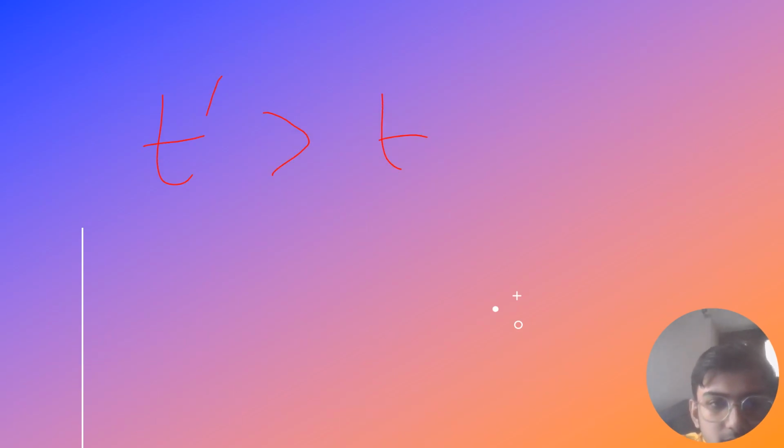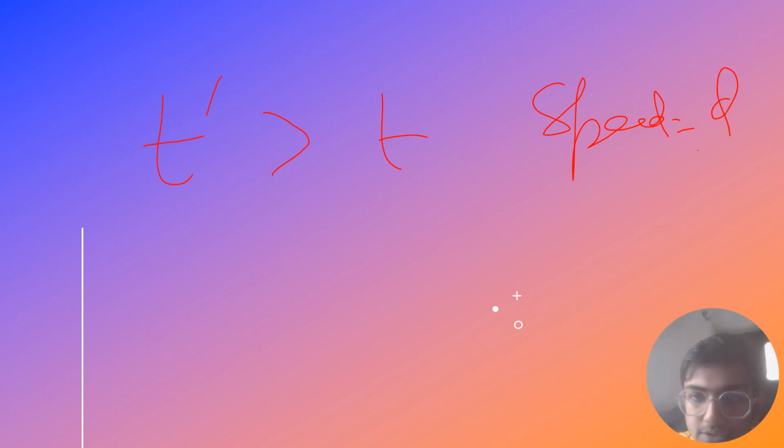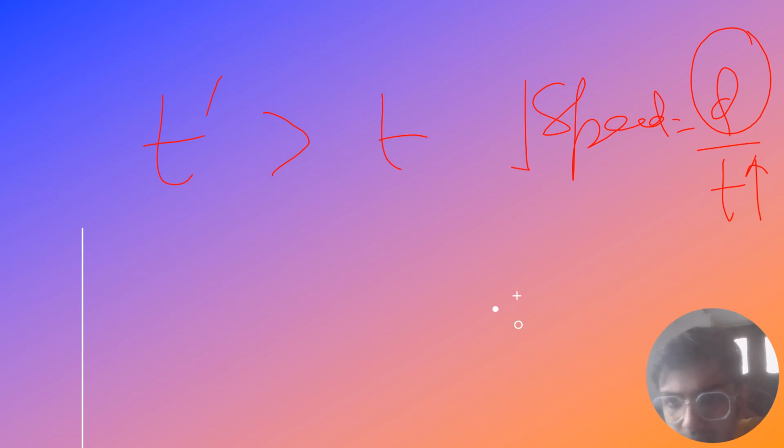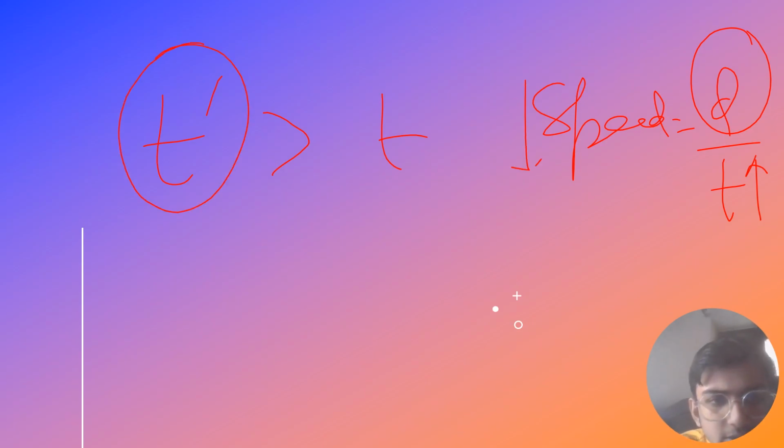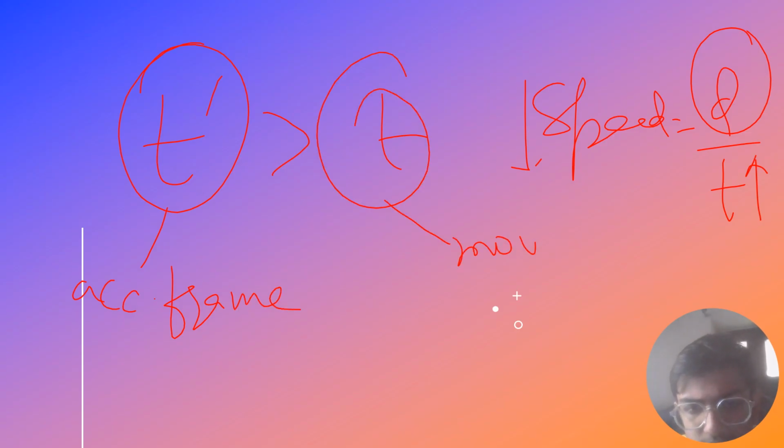T dash greater than t means more time is taken for the same event to occur in the t dash frame than in the t frame. So if more time is taken, it means the rate is reduced. Speed is distance over time, and we take the distance as constant. Then if more time is taken, it means speed is less and it slows down. So actually this t dash is a moving frame and time is taken more, and this is the ground frame.